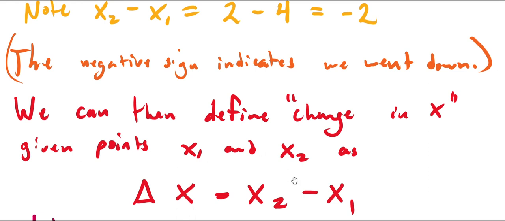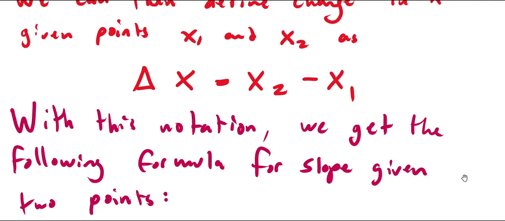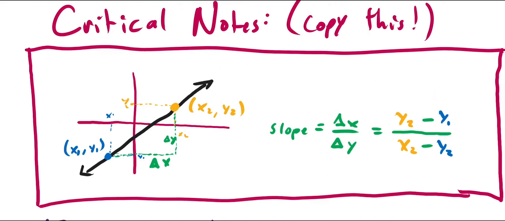You really do want to put this 2 first and then subtract the 1 from it so that your positives mean increasing and your negatives mean decreasing. If you flip them, you'll get the opposite interpretation. And so using this notation, we can get a formula for a slope if we've been given two points, or if we can figure those two points out from a graph or something like that. And that's important enough to be critical notes.